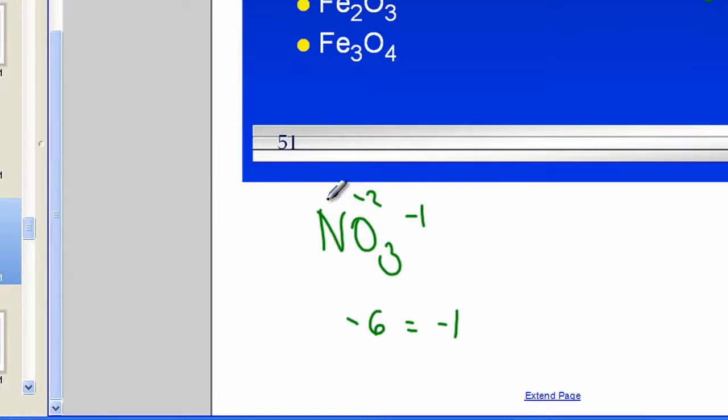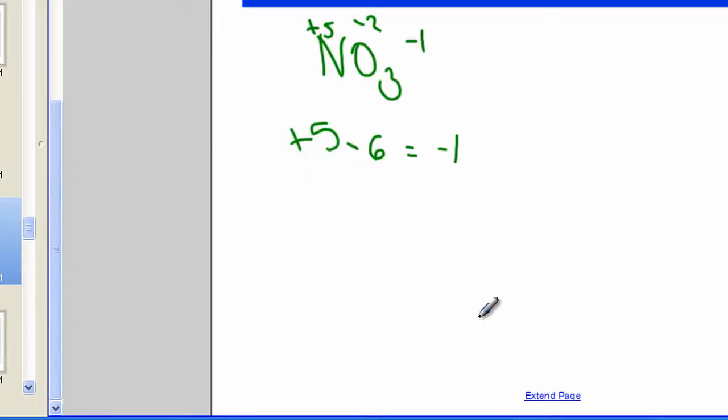What must the oxidation number for the nitrogen be so that when I sum with a -6, I go to a -1 on the number line? A +5. The oxidation number of nitrogen in the polyatomic ion nitrate is +5. How about H2SO4?